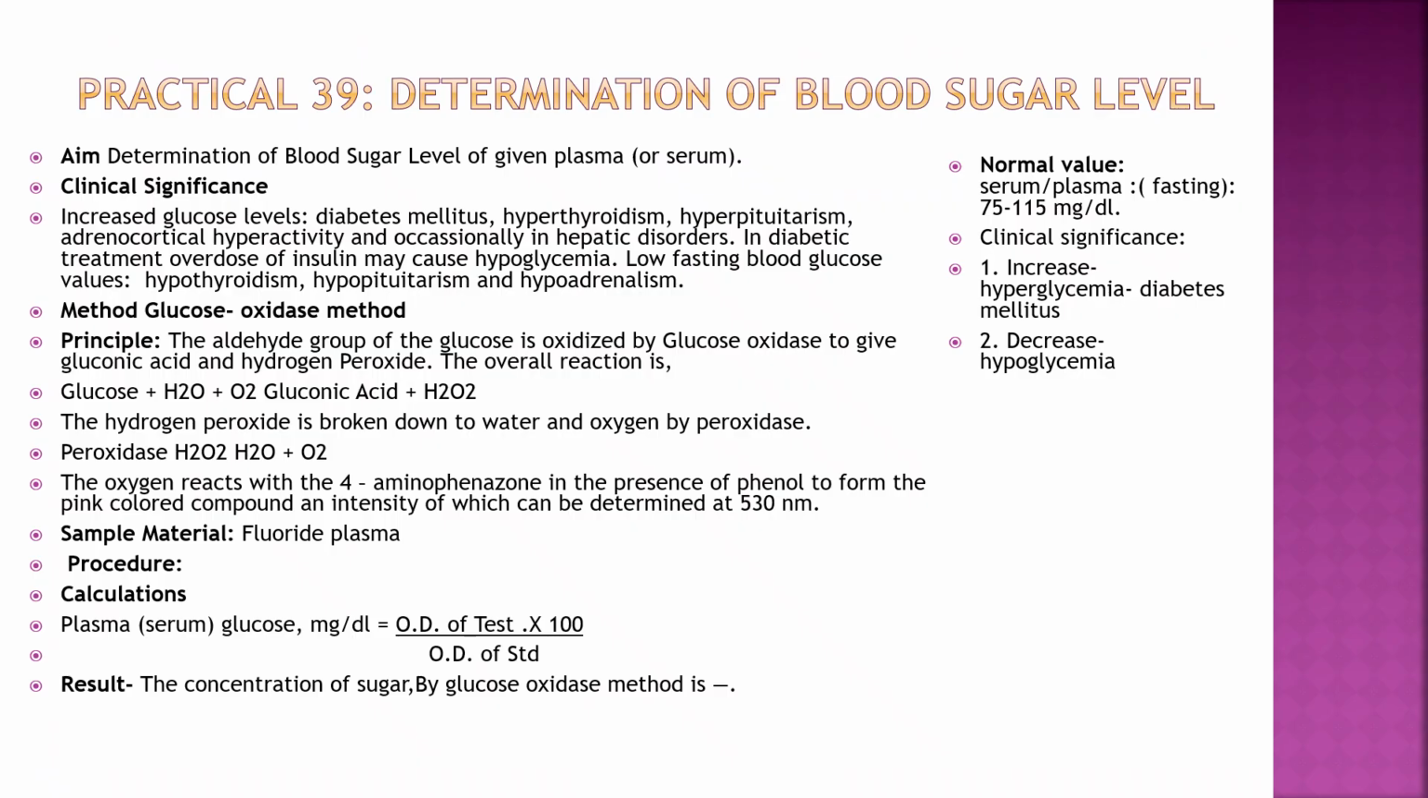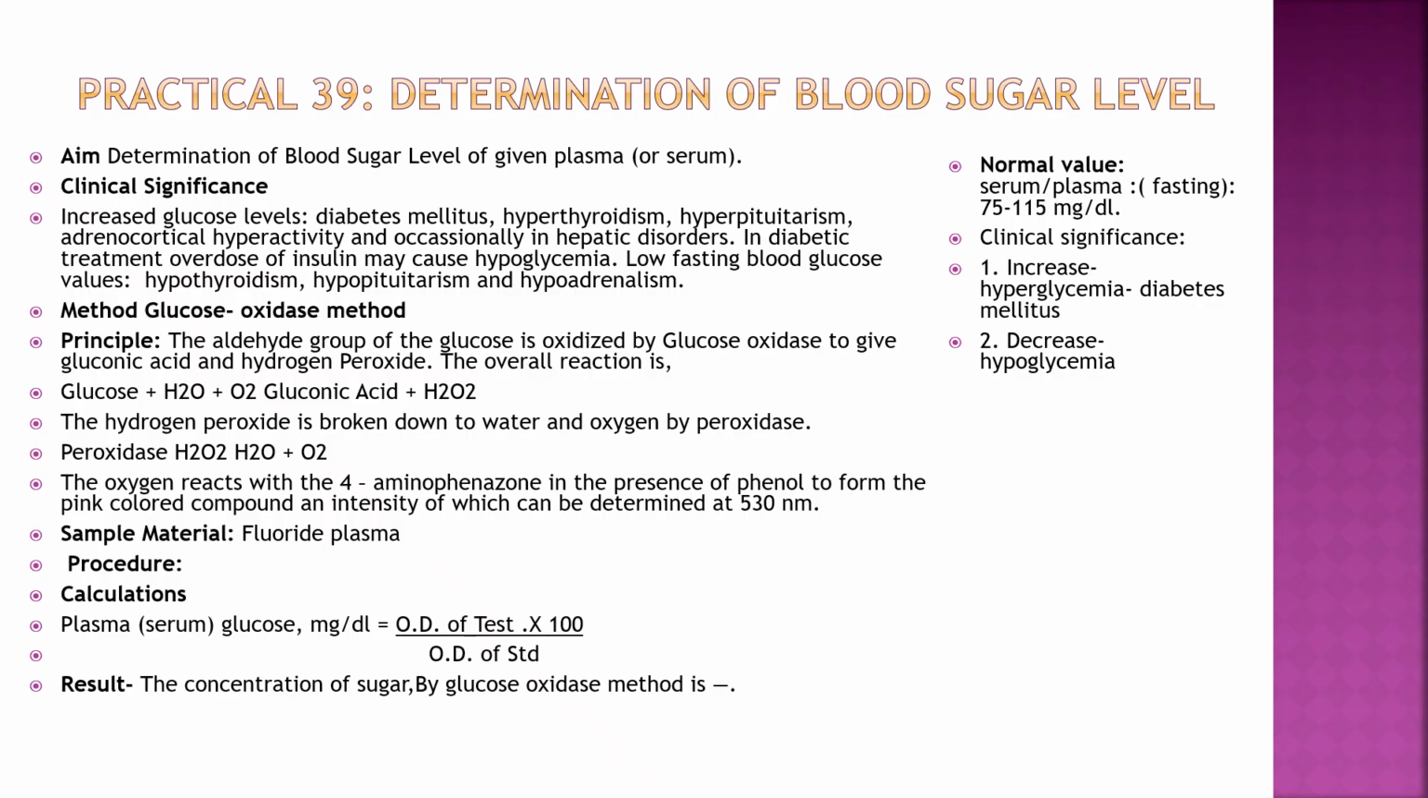Determination of blood sugar level. The method is glucose oxidase peroxidase method, GOD-POD, in which a pink color solution is formed. Test, standard and blank: three test tubes are taken, reagents are taken, and fluoride plasma sample is added. After incubation, take the reading at 530 nanometer, so it is green filter. Calculation: OD of test divided by OD of standard into concentration of standard, and the concentration of standard provided in the kit is 100, so you can calculate by the 100.